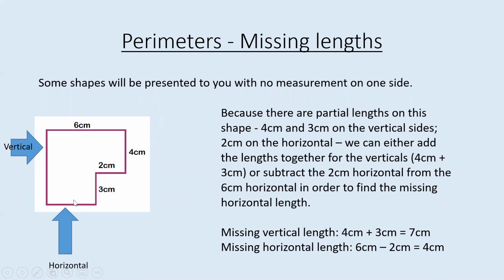For the missing horizontal length here, we have a complete horizontal length of 6 centimeters. We have a horizontal length here which has been cut in at 2 centimeters. So to find the missing horizontal length for this side, which is not complete, we take the complete horizontal length of 6 centimeters, take away the 2 centimeter length that's been cut into the shape, and that tells us the missing horizontal length is 4 centimeters.